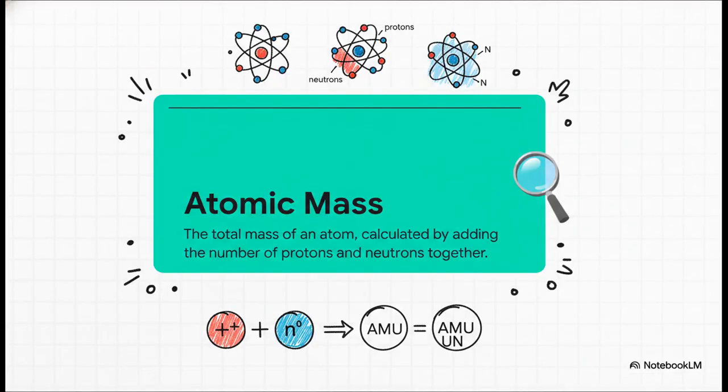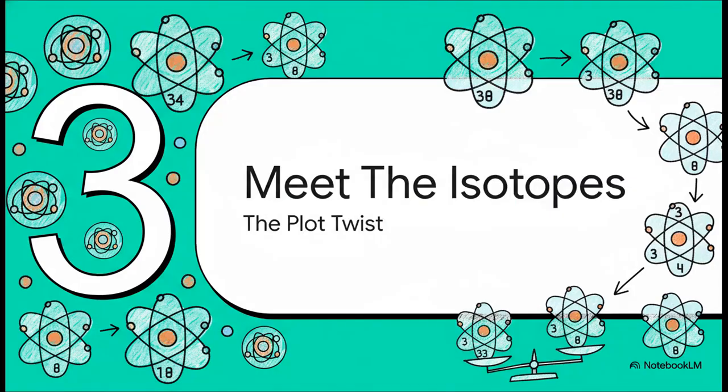Now, the other key number on that ID card is the atomic mass. This is pretty much just the weight of the nucleus, which you can figure out by simply adding the protons and the neutrons together. This also gives us a great little trick. To find the number of neutrons, just subtract the atomic number from the atomic mass. Easy. But just when you think you've got it all figured out, chemistry throws us a little plot twist. What if atoms of the same element could actually have different masses? Well, welcome to the weird world of isotopes.